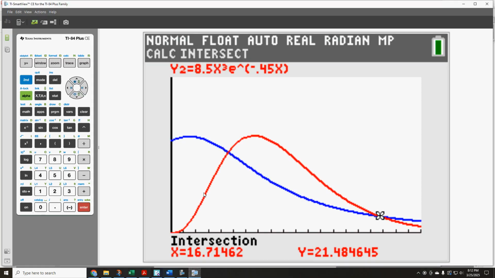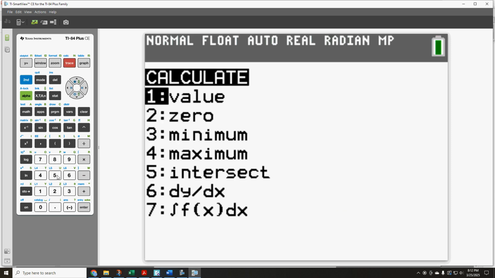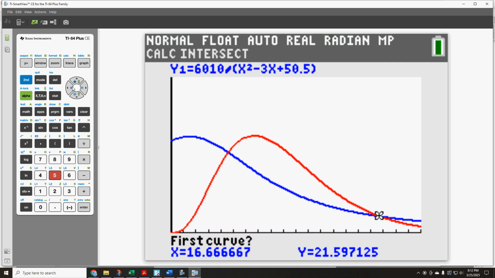But I saw that there was another intersection as well. So I need to find that one as well. So I'm going to go second, calc, intersect. And I'm going to move this cursor way over here. Come on, move cursor.